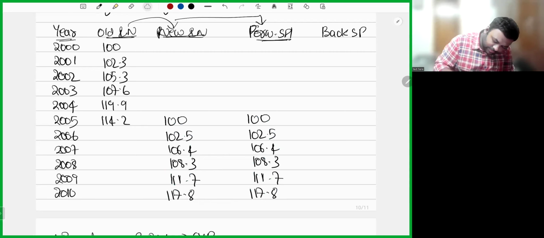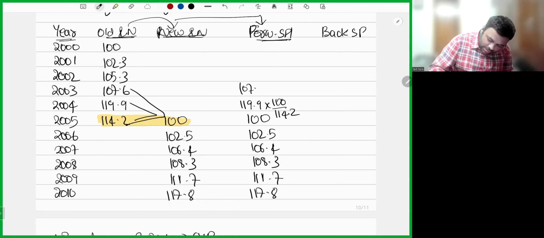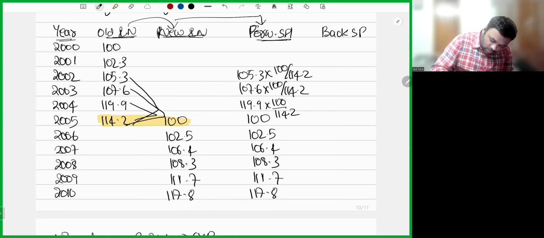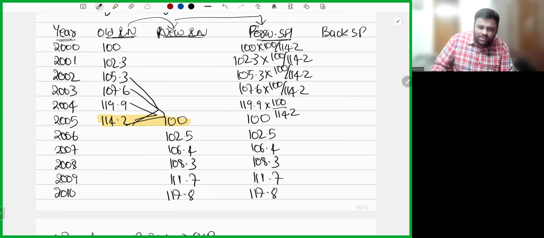How will you calculate? Simple. For 100, it is 114. Then for this one, how much it is? Cross multiplication. 119.9 into 100 by 114.2. Again, cross multiplication. 107.6 into 100 by 114.2. Cross multiplication. 105.3 into 100 by 114.2. Here also 102.3 into 100 by 114.2. 100 into 100 by 114.2. This is called as forward splicing.